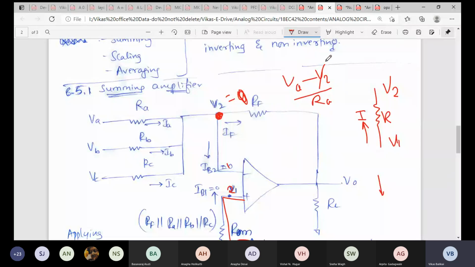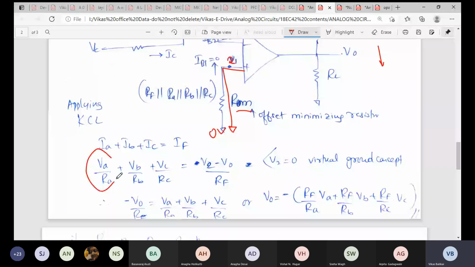So V2 has gone to 0. So that makes my first equation IA as VA by RA, and that's what I have written over here, VA by RA. Similarly, IB will be equal to VB by RB, and so is the case with VC, that is IC, VC by RC. If that is the case, what will be the value of IF?